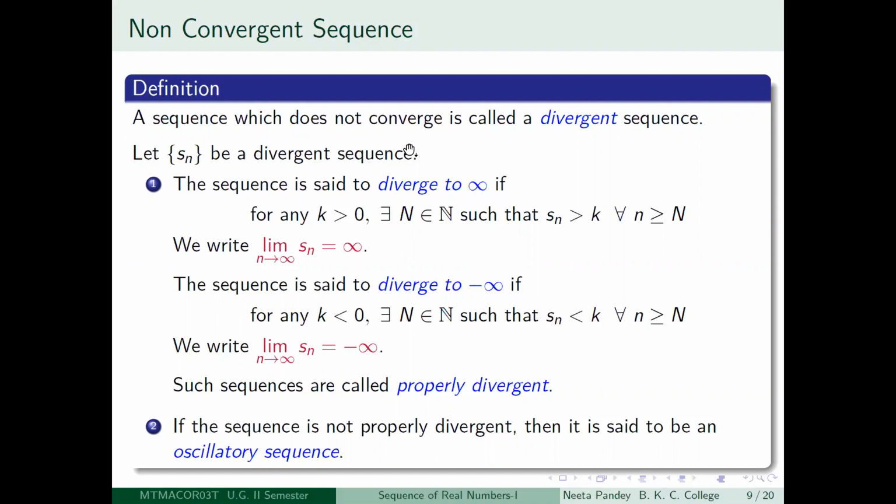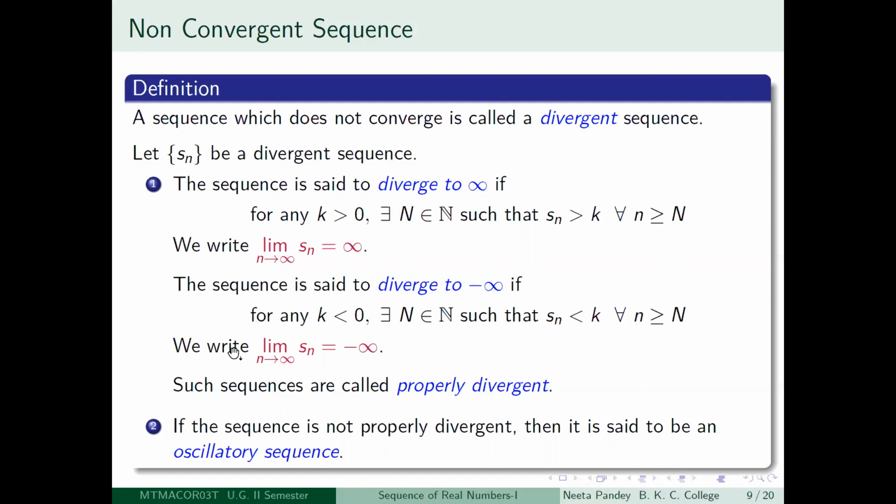If this happens, then we say it diverges to infinity. So once you have the notion of diverges to infinity, obviously you can expect that there will be a similar notion of diverging to minus infinity. So what is the argument there? When will we say that a sequence is diverging to minus infinity? For any k less than 0, if you are able to get a positive integer capital N, so that for every term after the capital Nth term, Sn is less than k, then we will say that it is diverging to minus infinity.